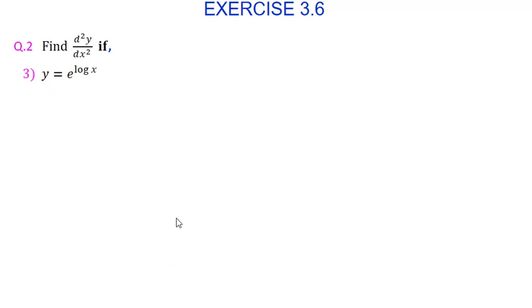Third question is y equals e power log x. Now here y is equal to e power log x.